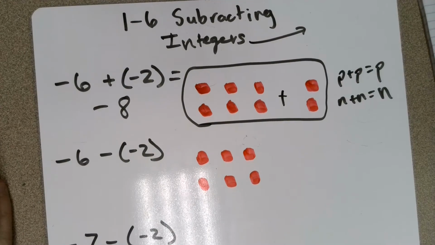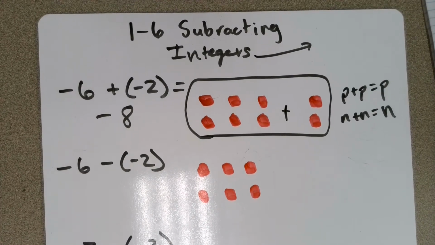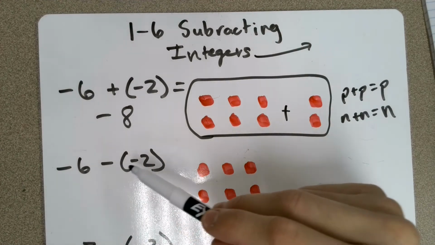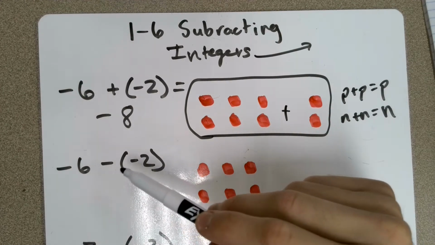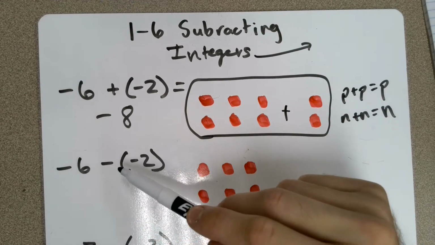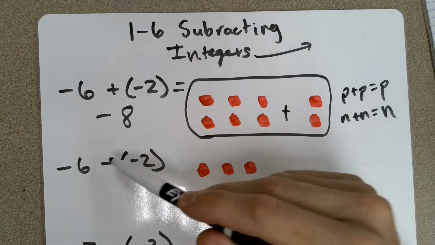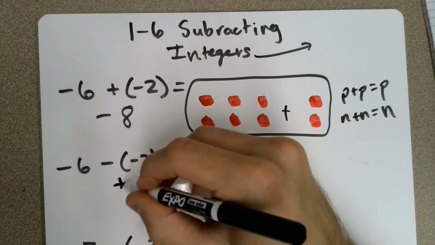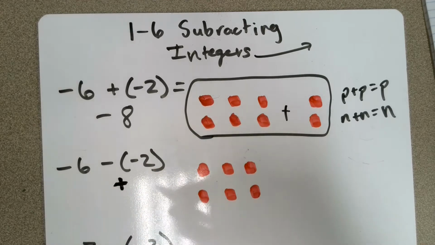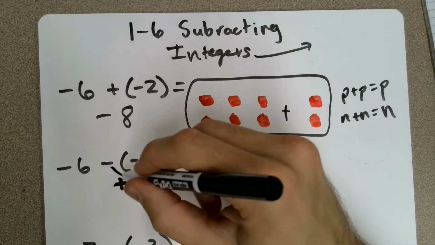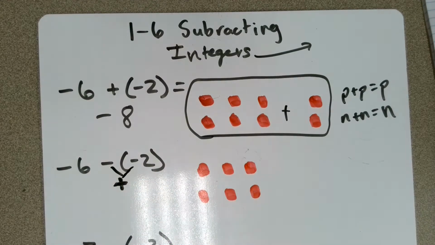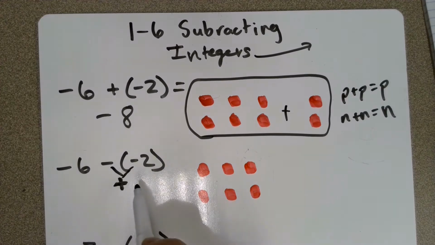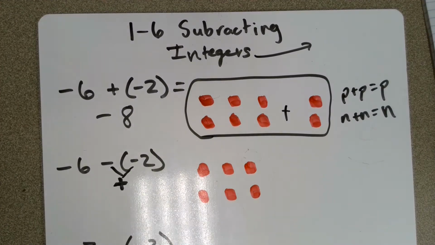I've got -6 minus -2. Now here's my quick tip for you right now. If you ever see a negative next to a negative, so if we have -6 minus -2, a minus a negative is the same thing as a positive. We'll talk about that more later. But if you ever see these two together, you can think of that as a positive.